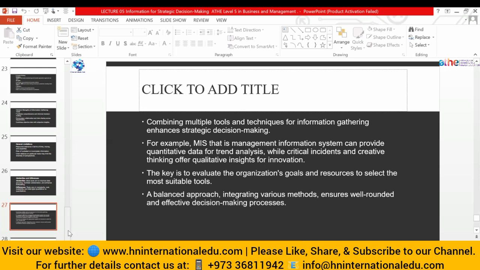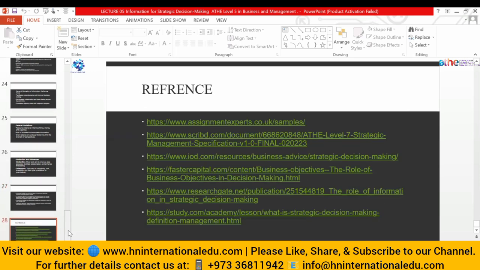A balanced approach, integrating various methods, ensures a well-rounded and effective decision-making process. When you're going to be quite thoughtful about it, then definitely you're going to come up with excellent decision-making policies and skills. That's it for today.